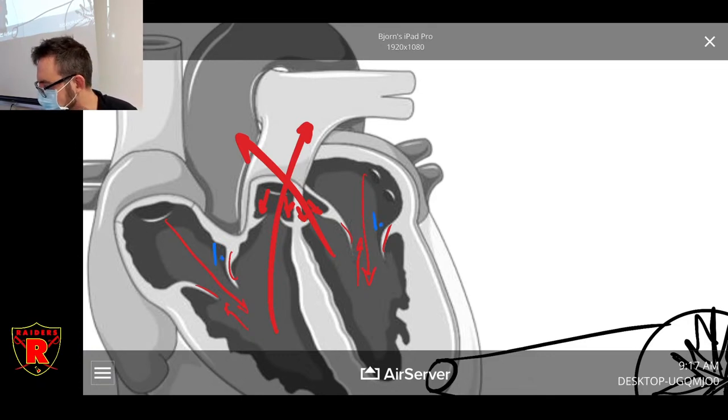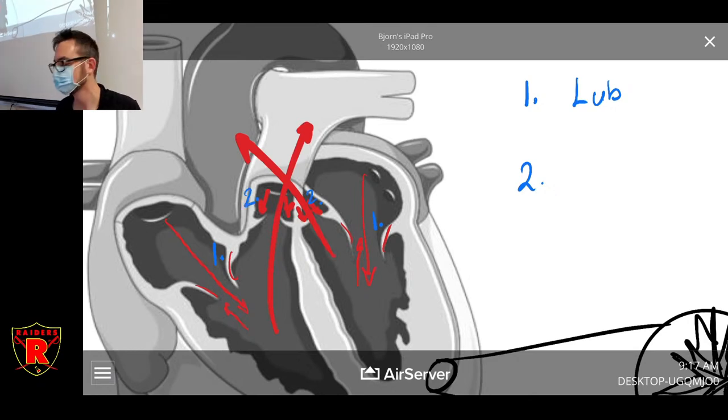Okay. So one over here is the lub, and two is right here when these valves shut. That's the dub. So then the cycle repeats over and over. Lub dub, lub dub, lub dub. So you're not hearing the pumping, you're hearing the valves slapping closed. And doctors want to hear a nice, clear, snapping sound.